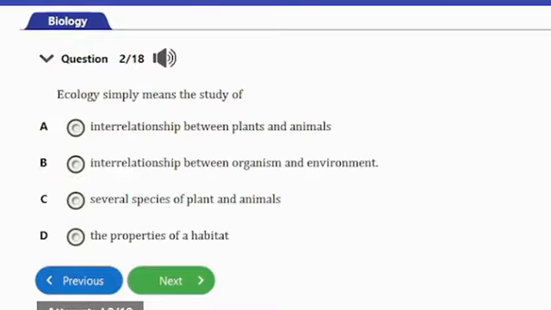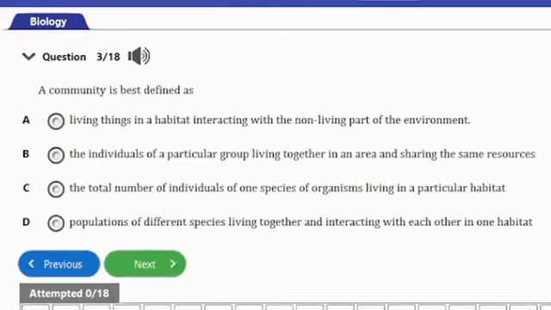Question number 2 here. It says, ecology simply means the study of A. interrelationship between plants and animals, B. interrelationship between organism and environment, C. several species of plants and animals, D. the properties of a habitat. So guys, the answer to this question is option B here, interrelationship between the organisms and their environment. So that's it. Let's go ahead and check out the next question.